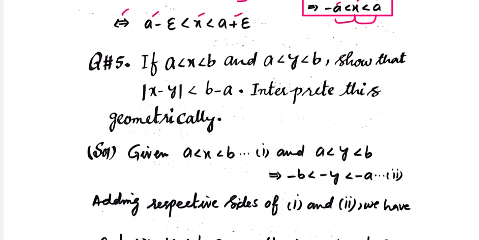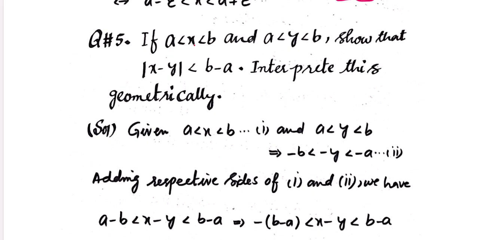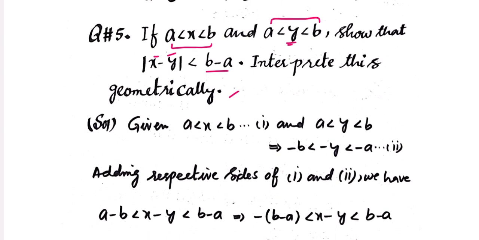Question number 5. This is also an interesting question. This question says that if x is any real number that lies between a and b, and y is another number which also lies between a and b, we have to show that the absolute difference of x and y is always less than b minus a. Interpret this result geometrically. I will prove this question very easily.